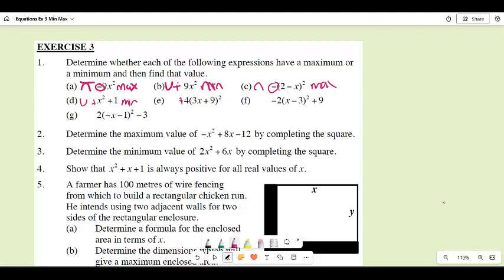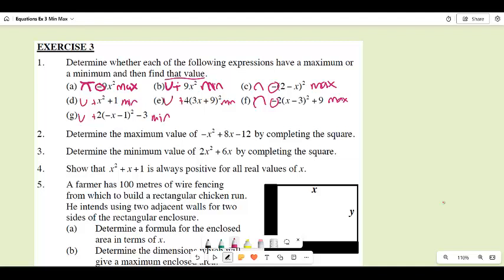E is positive, smiley face, minimum value. F is negative, which means frowny face, maximum value. And then G is positive, smiley face, minimum value. But now the question is also saying find the value. So let's go through this.